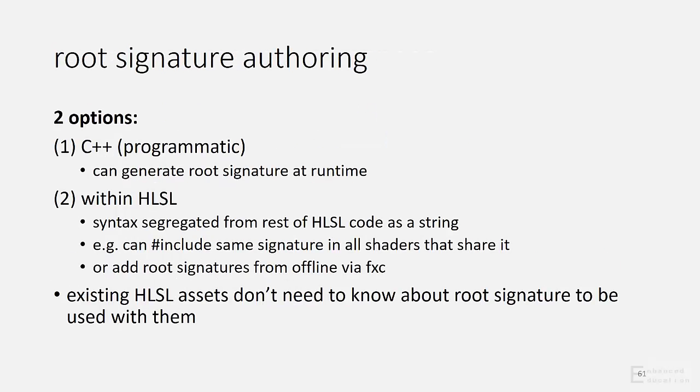There are two ways to author root signatures. You can use either method, whichever one you like. They're both functionally identical. The first way is to procedurally generate a root signature, which allows you to do so at runtime. And the second method is to author root signatures from directly within HLSL. Syntax for doing that is done in such a way that it's separate from the rest of your HLSL code. So you can #include the root signature to all the shaders that need it. Another option is to add root signatures to a shader using the FXC tool.